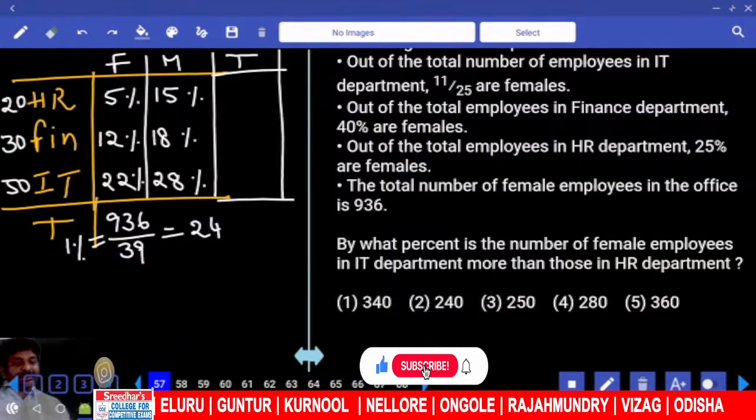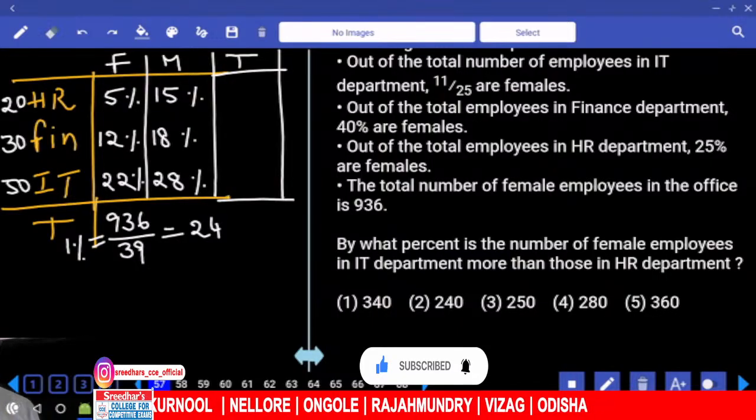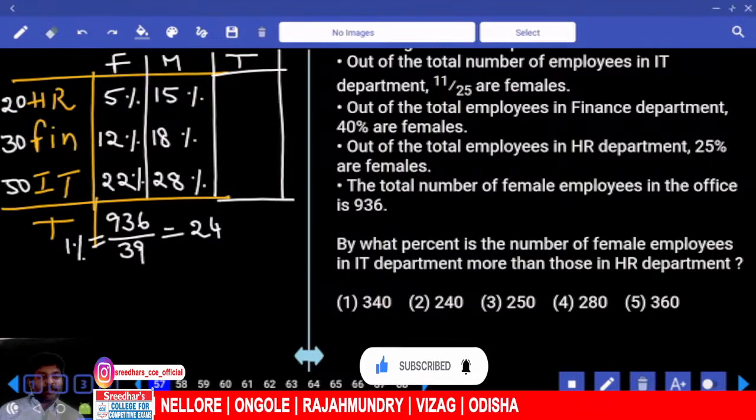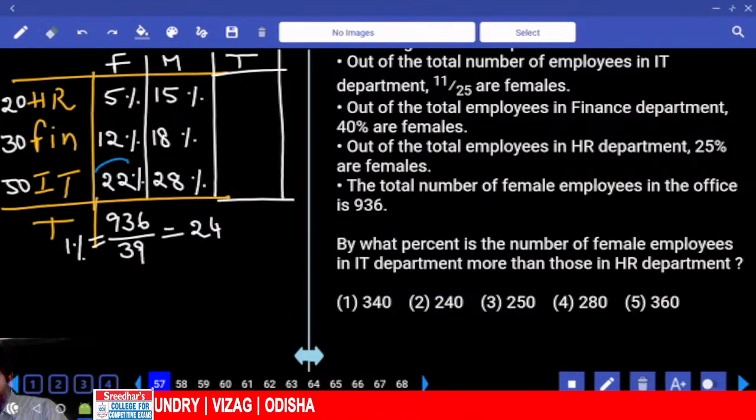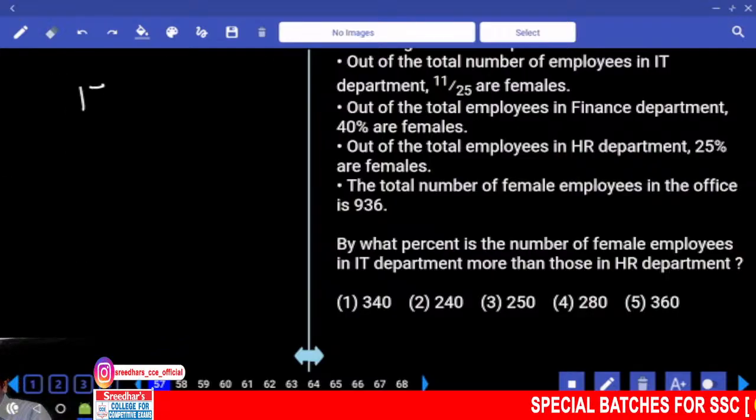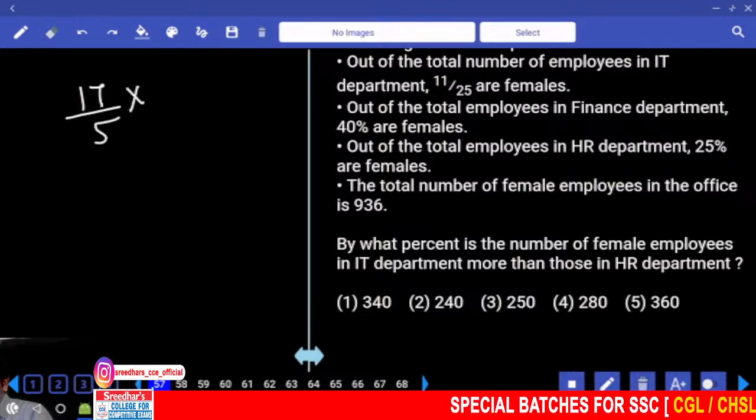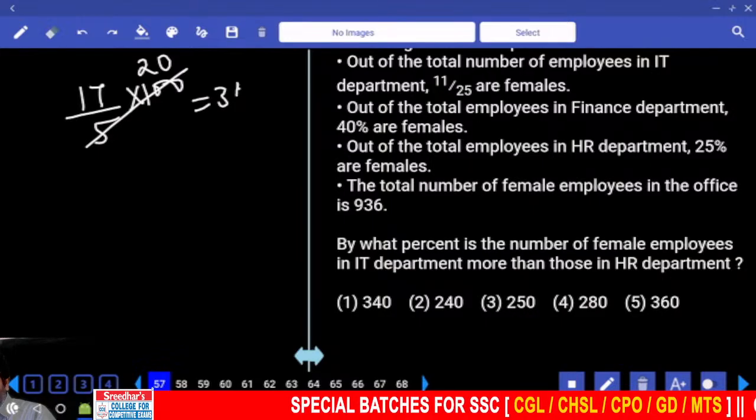By what percentage is the number of female employees in IT department more than those in HR department? Female in IT, 22, more than 5. 22 is how much more than 5? 17 more from 5, into 5, 20s, 340.